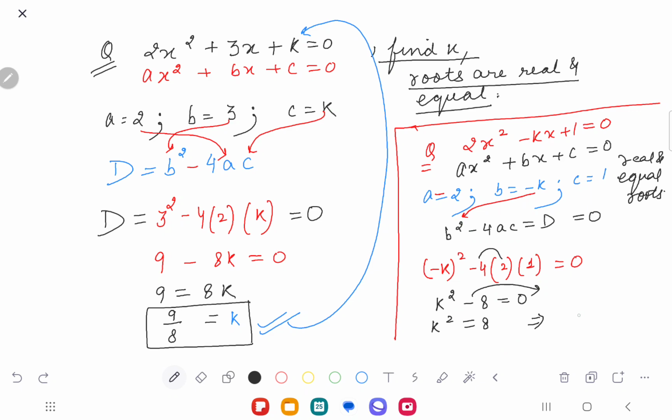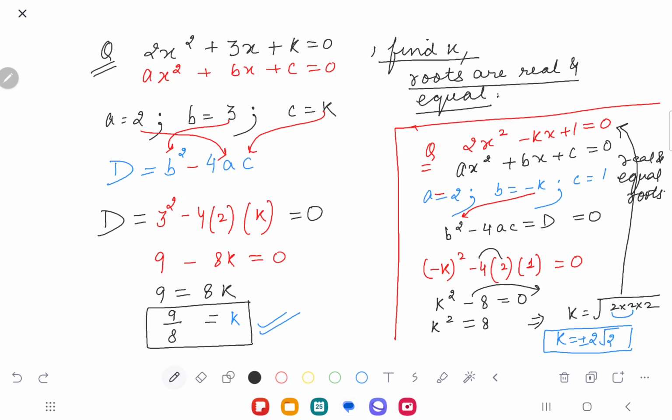And here you understand 8 is nothing but 2 times 2 times 2. So k here would be what? 2 times 2. You take out a 2 common and you'll have plus minus 2 root 2. That's the value of k for this particular equation where the roots are real and equal. Understood or not? Understood. Okay. Next question.